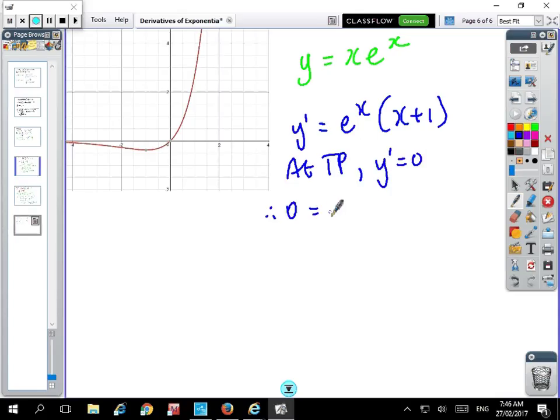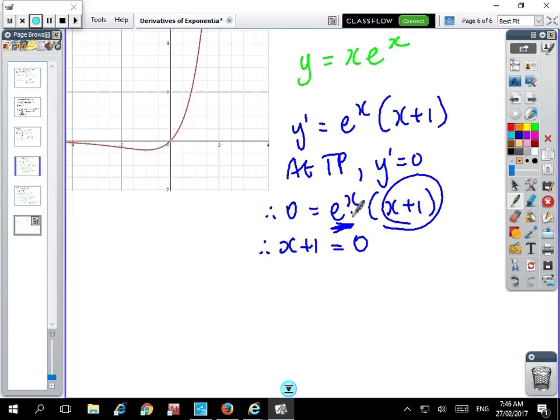So at a TP, y dash equals 0. So 0 equals e to the x times x plus 1. Now, as we've learnt, e to the x can never equal 0. It asymptotes to 0, but it can never equal 0. So therefore, x plus 1 is the only place where it equals 0, because every exponential can't equal 0. And so x equals minus 1.